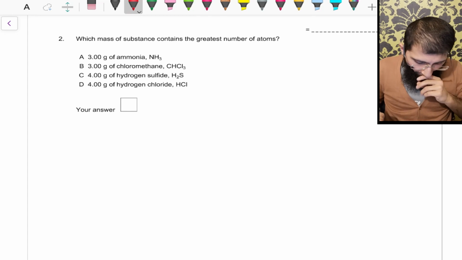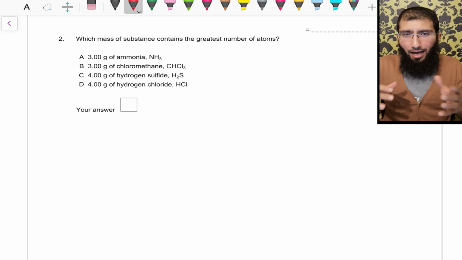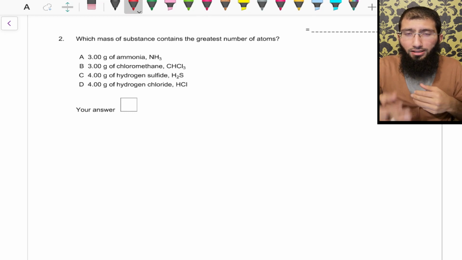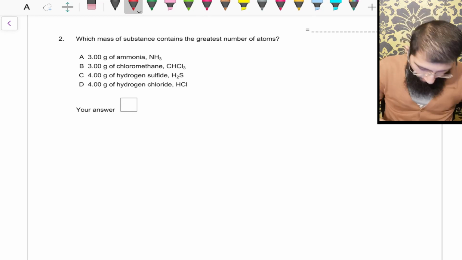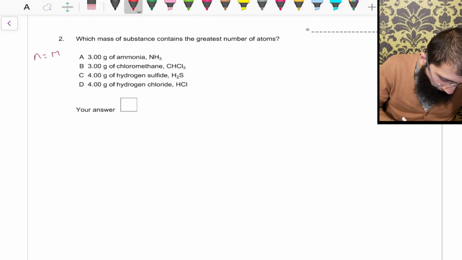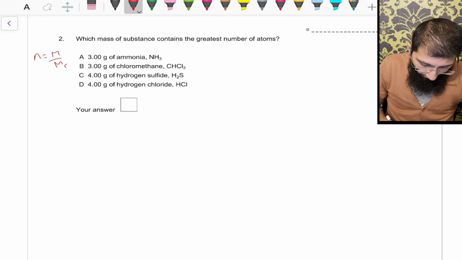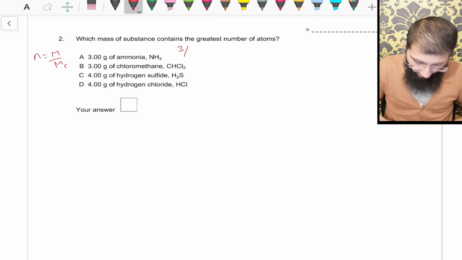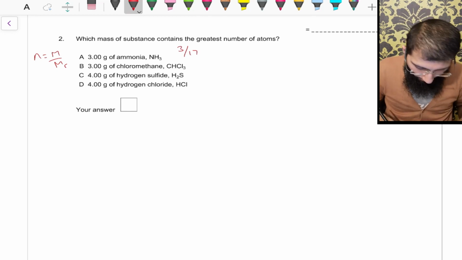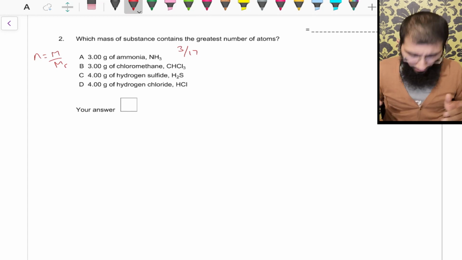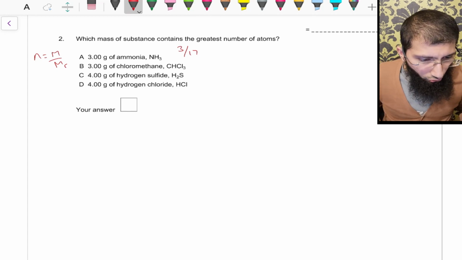Well, because I've been given mass, and I know that I must work out the moles, I need to work out the Mr, the relative molecular mass. So if I know that n is equal to m over Mr, so for A, for NH3, we've got nitrogen and 3 hydrogens, so the Mr of NH3 is going to be 17, so it's going to be 3 over 17. For CHCl3, we're going to have, as my periodic table, 35.